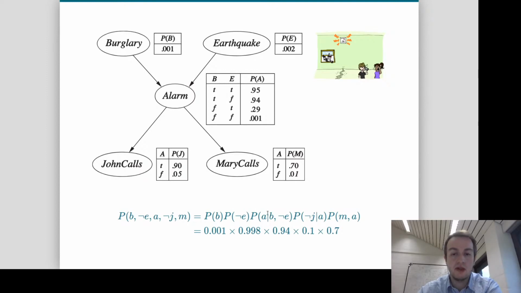times P of A given the values of the immediate parents, so B and not E, times P of not J given A, times P of M given A. So there is a typo there, it should be, of course, M conditioned on A. And now, if you replace all these terms by their numerical values that you can read from the conditional probability tables, you would obtain this product, and from this, you could evaluate the joint probability of this event.